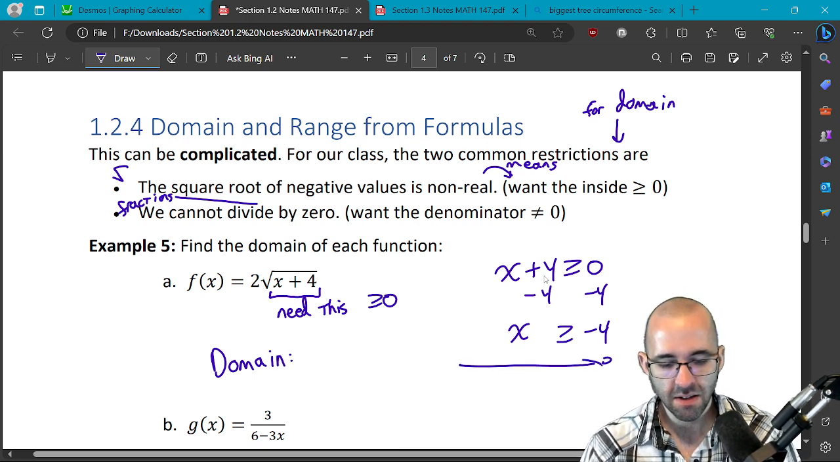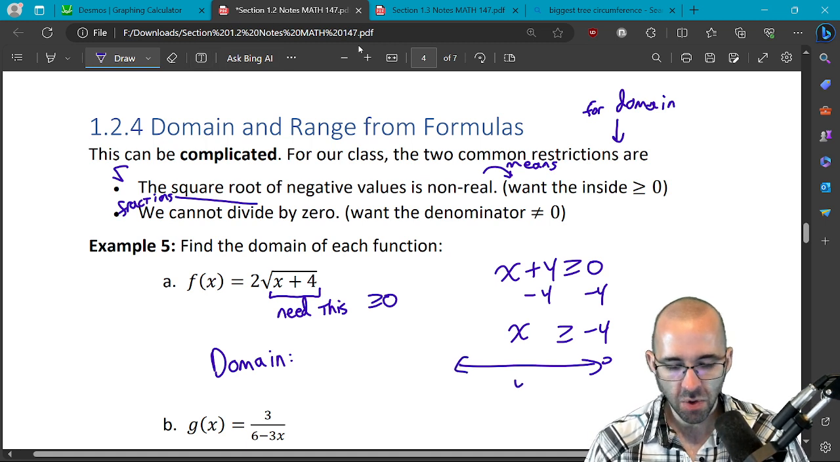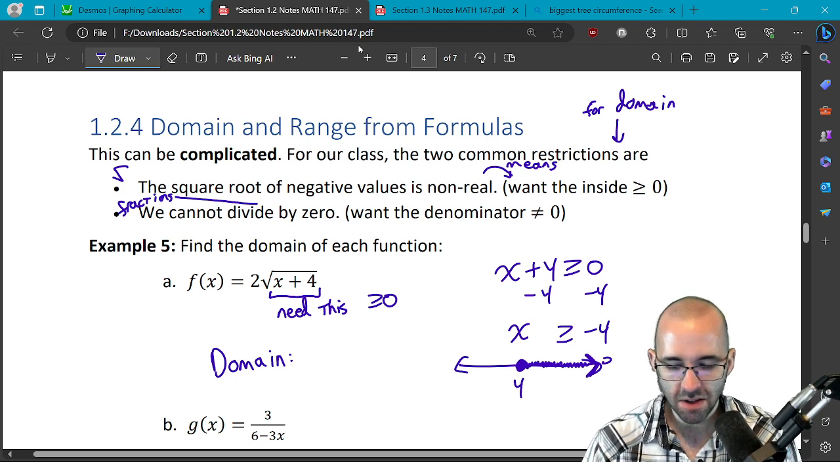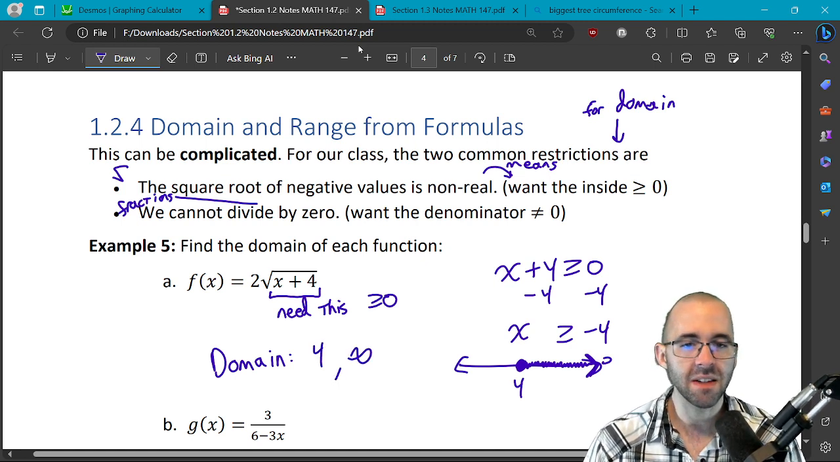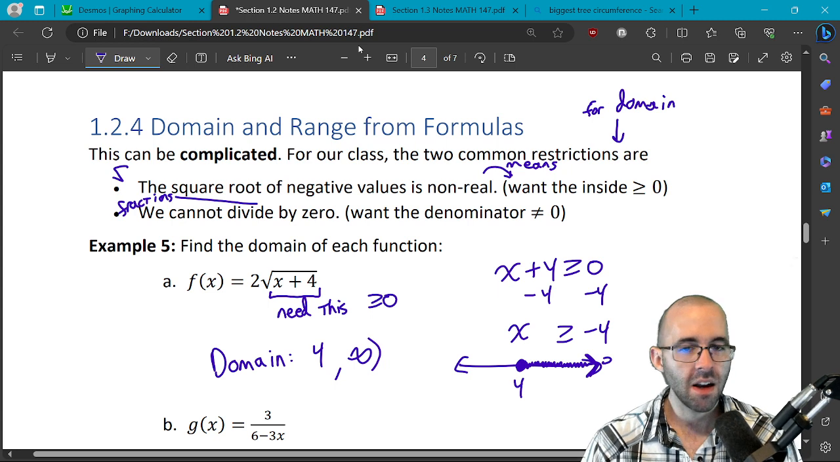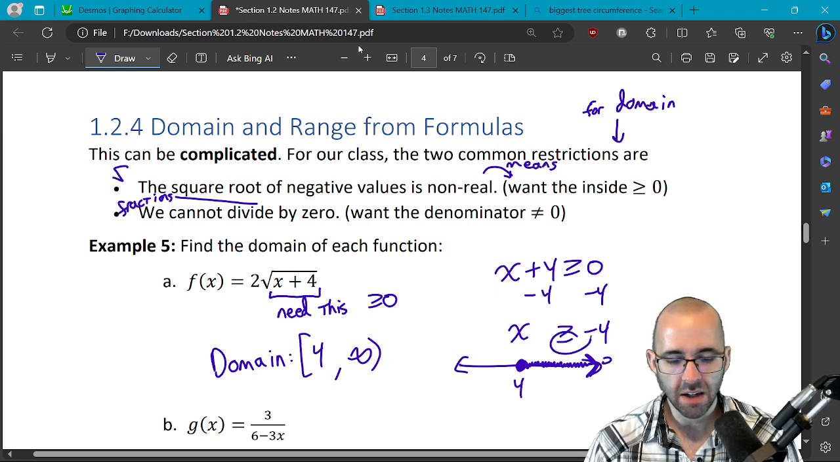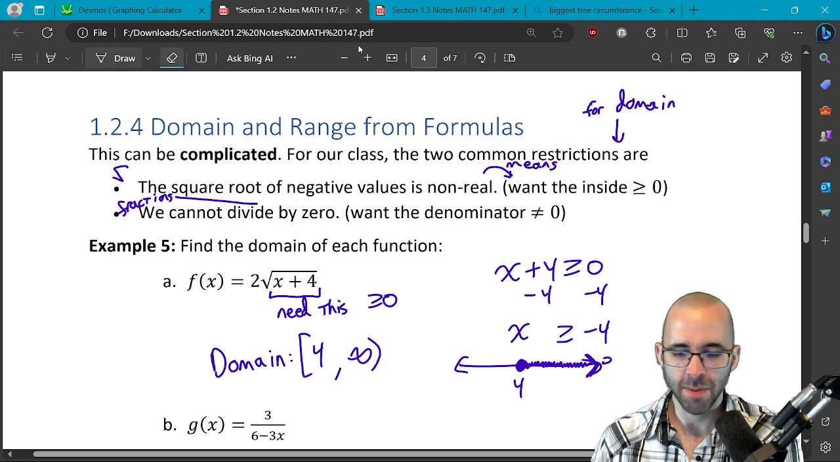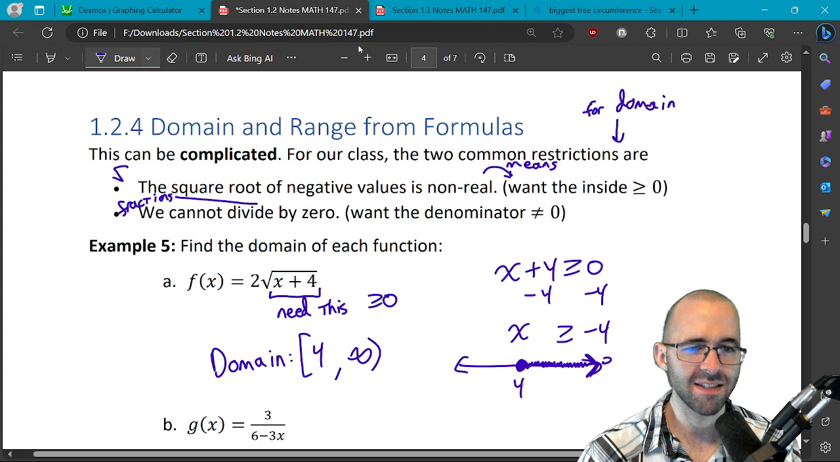On the number line, what does that look like? If negative 4 is here, that means x is either negative 4 or any number bigger than negative 4. So negative 4 and all the way to the right. So the smallest we can be is negative 4. The biggest number we can be is infinity. Infinity is never included. The negative 4 will be included because of that equal sign. Really loving this purple. I might do this forever.